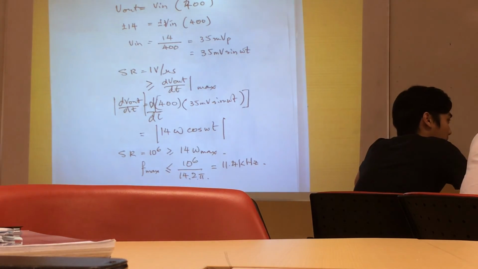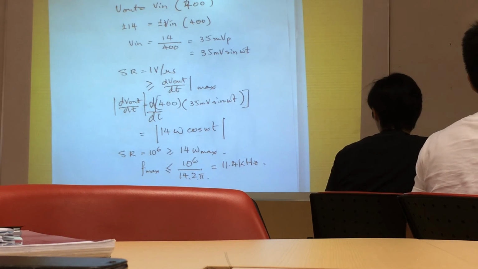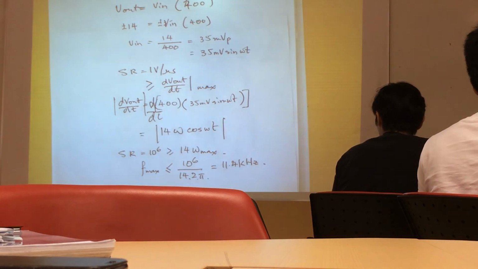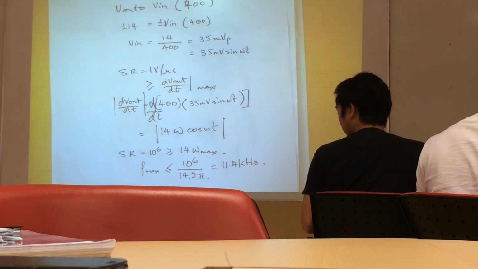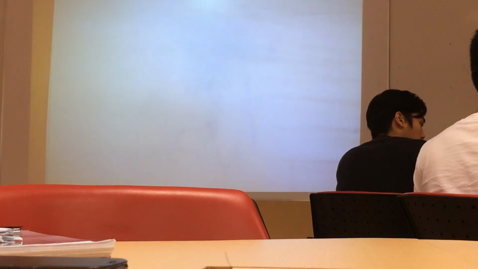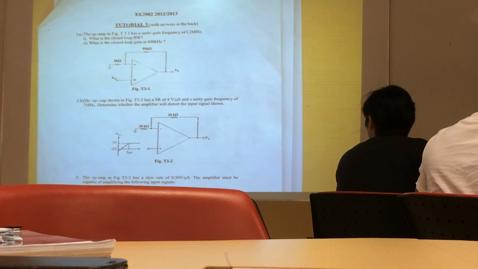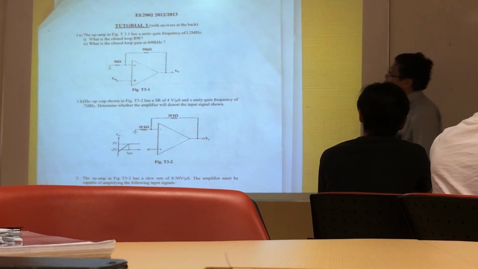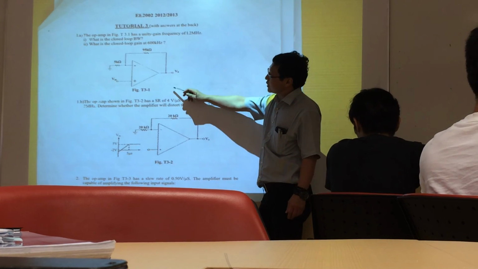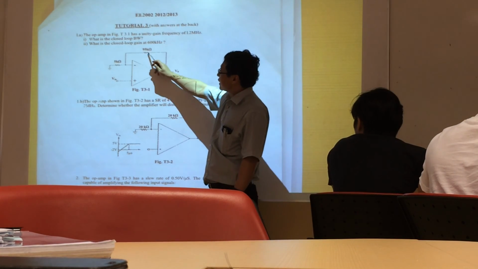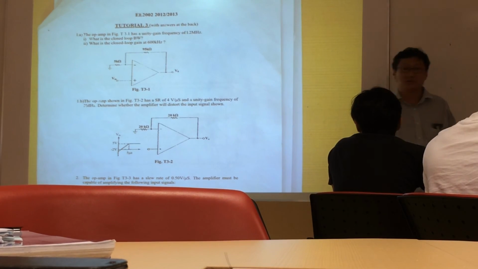Then we take a look at tutorial 3. Okay, let's look at tutorial 3. So in tutorial 3, we have this question. We are told that the op-amp has a unity gain frequency of 1.2 meg, and the op-amp is configured this way. It's a non-inverting amplifier with a gain of 19/5 plus 1, which is 20. And we want to find out the closed loop bandwidth of this.